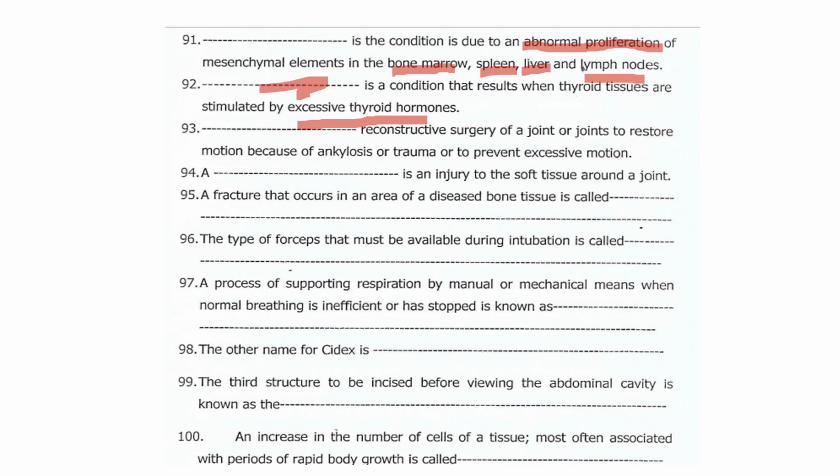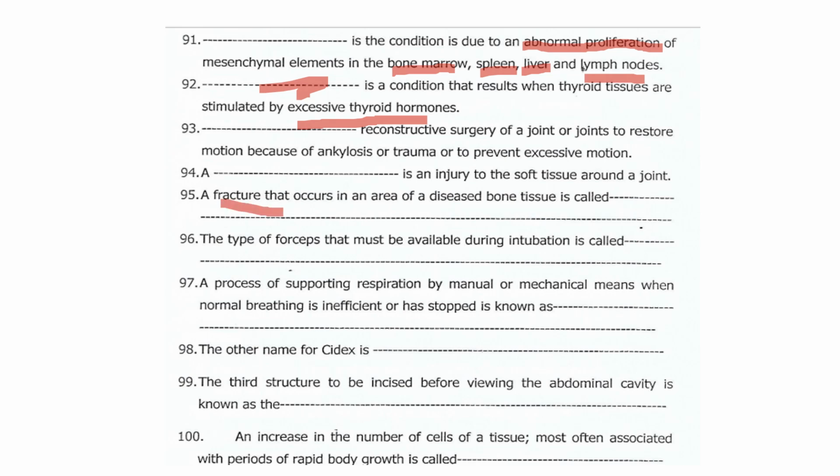We go to question 94. A dash is an injury to the soft tissue around a joint. That is a soft tissue injury. These I'm not explaining because they are direct. 95, a fracture that occurs in an area of a diseased bone tissue is called what? That is called a pathological fracture.